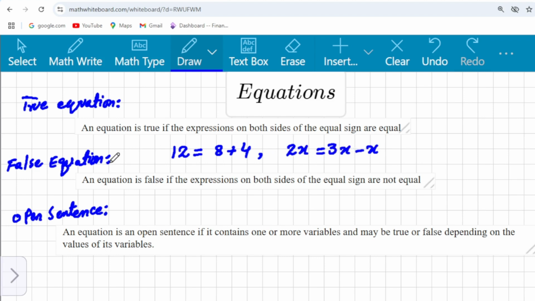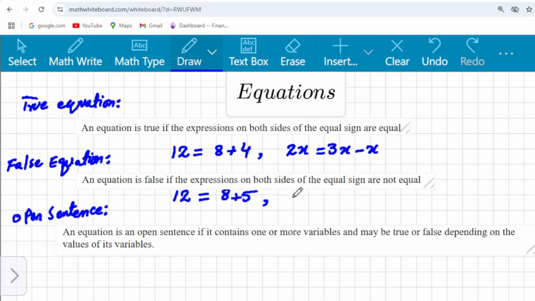Similarly, for the false sentence, an equation is false if the expressions on both sides of the equal sign are not equal. For example, we can write here 12 equals 8 plus 5. We know that 8 plus 5 is 13, not 12. So this is a false equation.